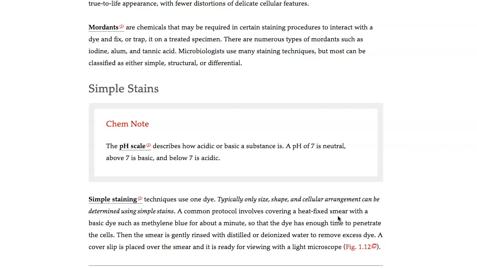It's called heat fixation. The heat causes the cells to stick to the surface of the glass so they don't get washed away during the staining procedure. Then you add some sort of dye, in this case, for example, methylene blue. Give it enough time so that the cells can take up the dye. Then you wash the excess dye off, and then you put a cover slip on and take a look. And that's when the fun begins.